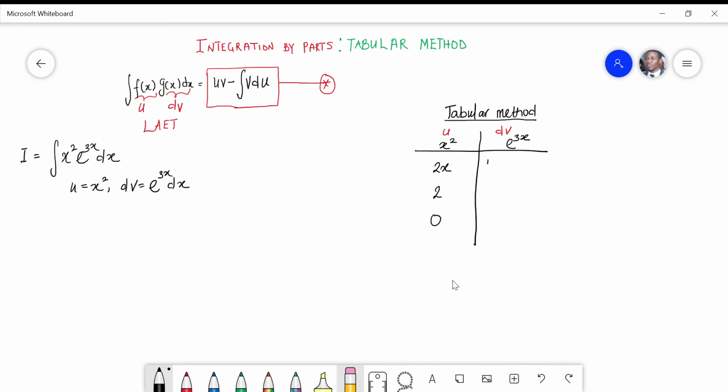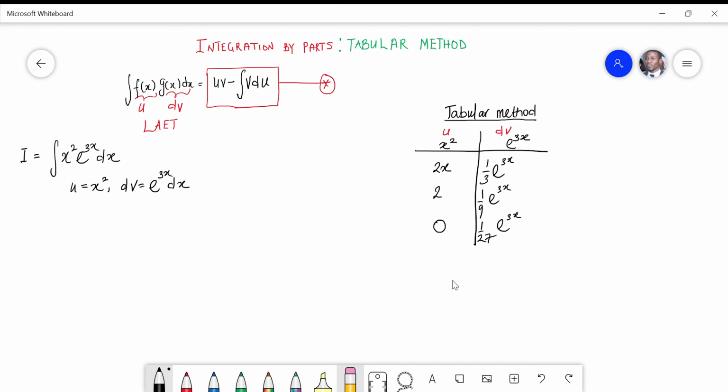When I integrate this, I'm going to have 1 over 3 e to the 3x. Yeah? So this is 1 over 9 e to the 3x, and this is 1 over 27 e to the 3x. So I've done that. I've differentiated and integrated. The next thing I'm going to do is to make this thing so that it can be on the same level. So I have 0 here.